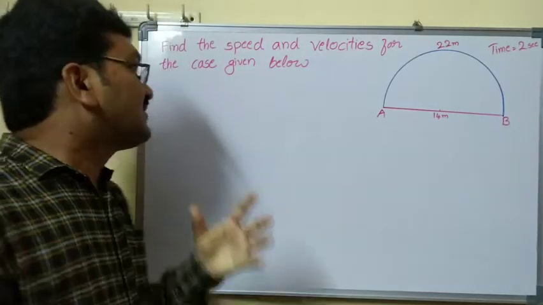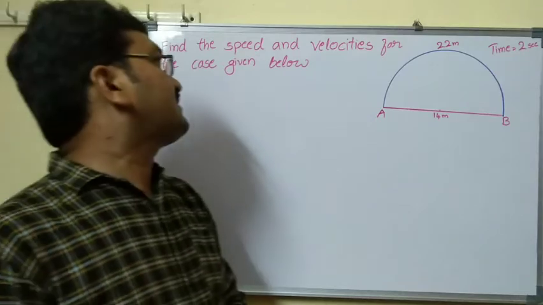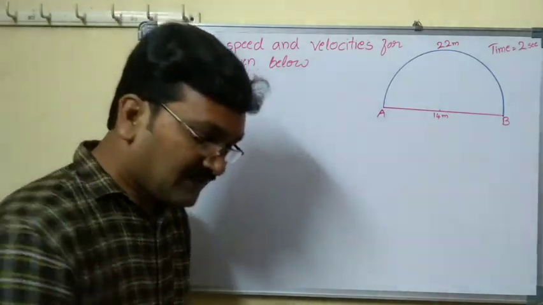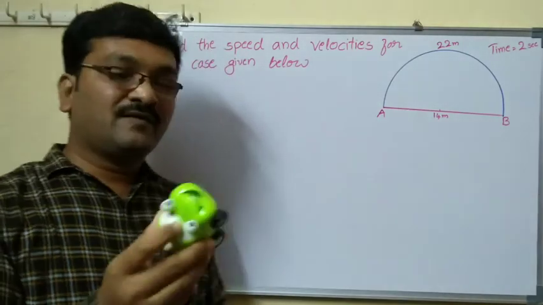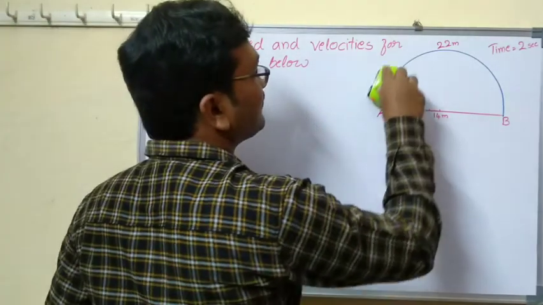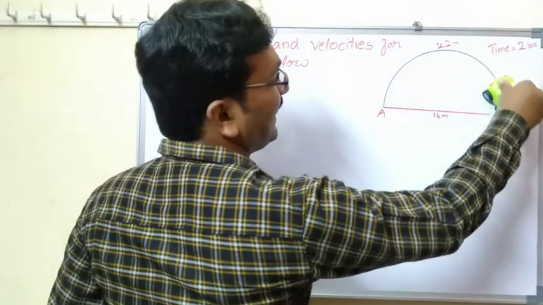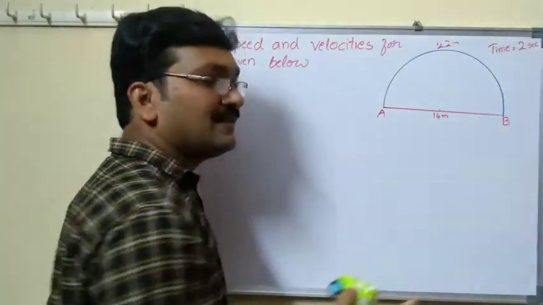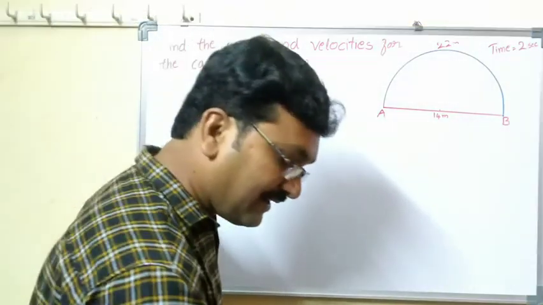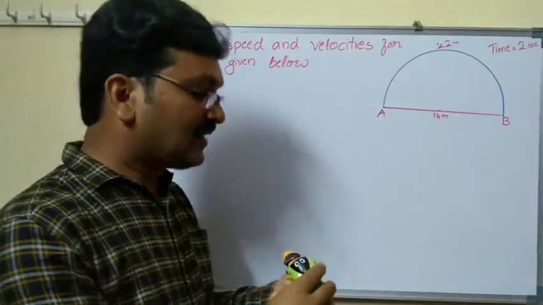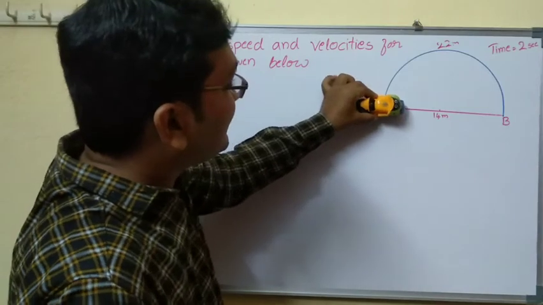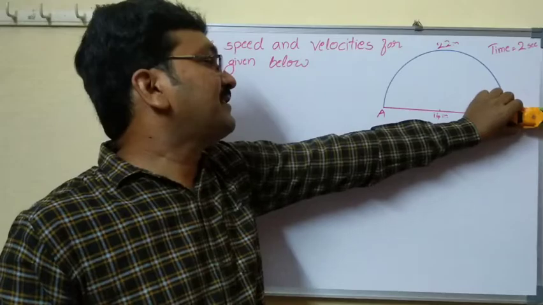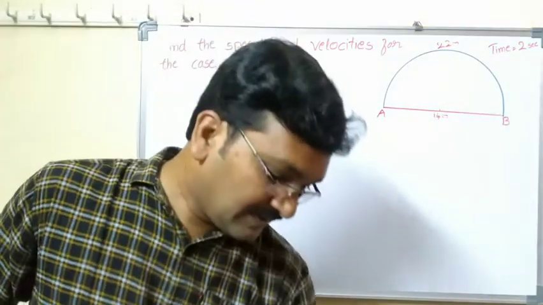Here I take one situation: find the speed and velocity for the following. Here are two cases. One is a car, which travels along this path and reaches the destination B. This is the first case. And if we take a bike, it goes from A to B in this direction, and finally reaches B.